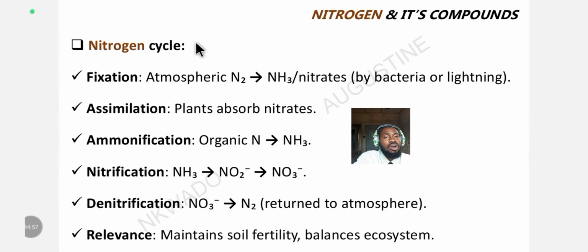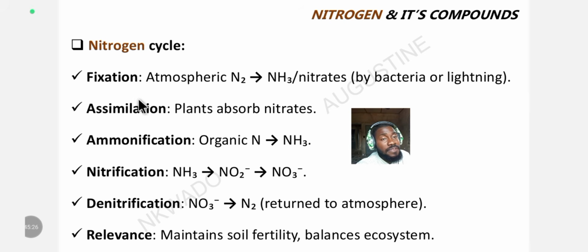This is the nutshell of the nitrogen cycle. During the nitrogen cycle, different processes occur. I simplified everything and brought everything to you on a platter of gold. Let's look at each of them one after the other. It has 5 stages of the nitrogen cycle. The first process in the nitrogen cycle is fixation.